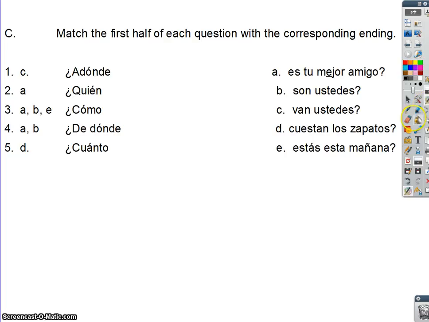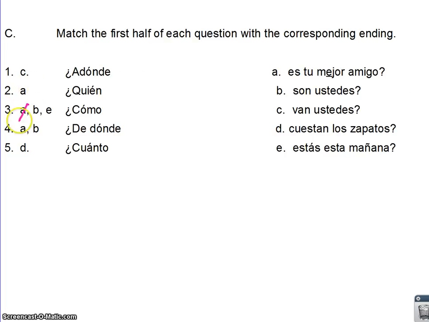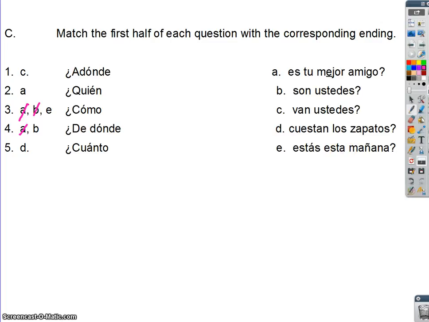Therefore, since the only answer for 2 is A, that means that 3 and 4 cannot be A. And since E can be an answer for 3, we're going to let that be the answer for 3, and B be the answer for 4. So those are the answers to part C.